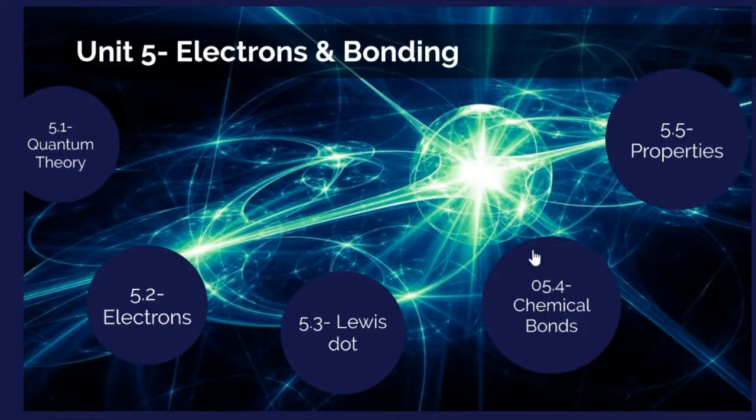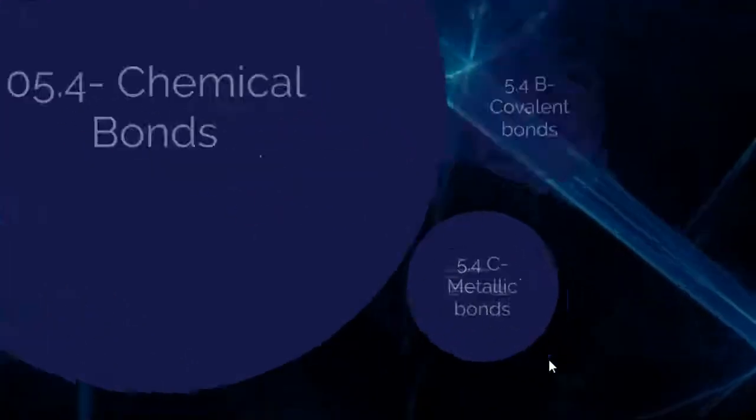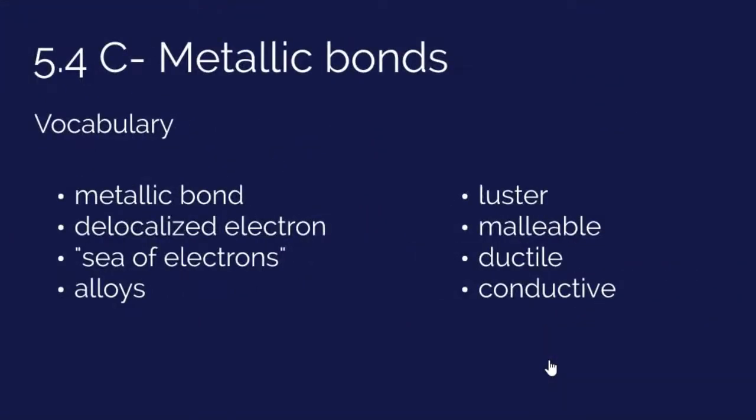In this video, we're going to look at the final type of chemical bonds, the metallic bonds. And so the vocabulary we'll be using in this section are metallic bond, delocalized electron, the sea of electrons, alloys, luster, malleable, ductile, and conductive.